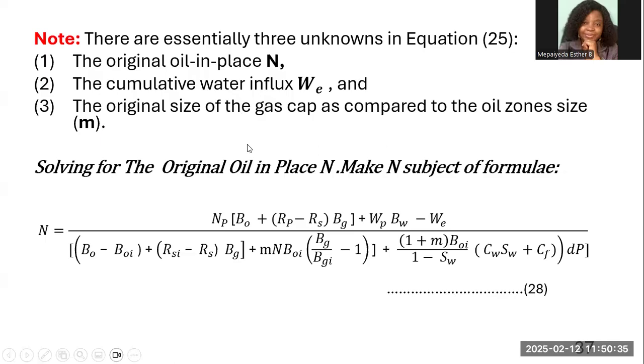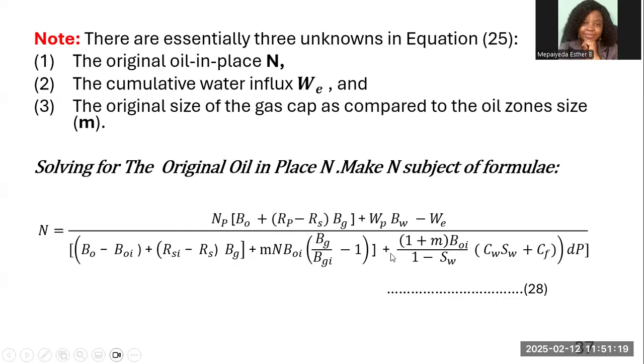From our equation 25, you remember equation 25, the almighty equation 25 and 26, that's your F equals A plus B plus C plus D. So the unknowns in those equations: your original oil in place, N, is unknown, because it hasn't yet been estimated. Your water influx also needs to be estimated, if it is present, and then the size of the gas cap. These are the three almighty unknowns in your material balance. So easily from your equation 25, you can make your N the subject, and then you have this.